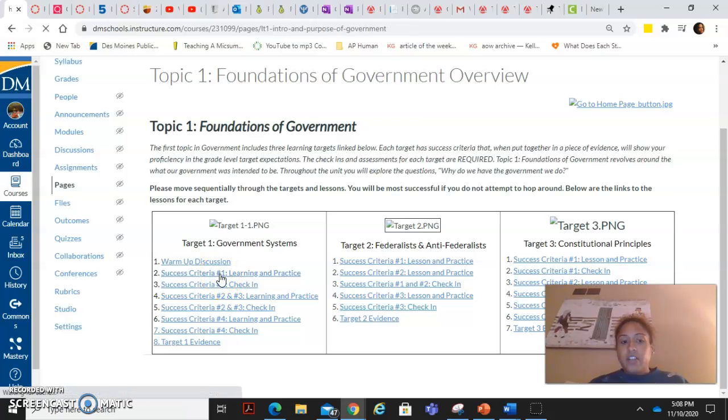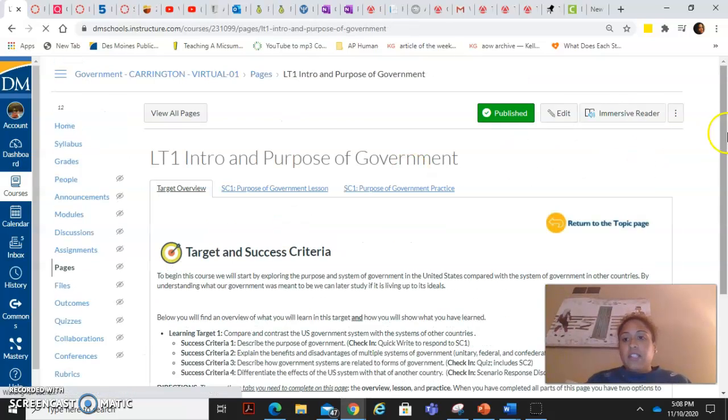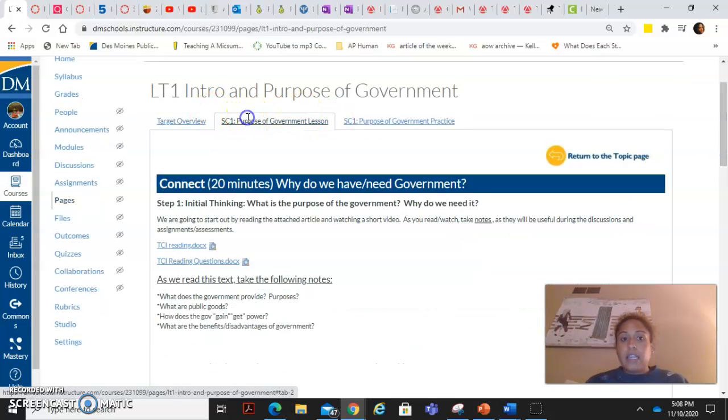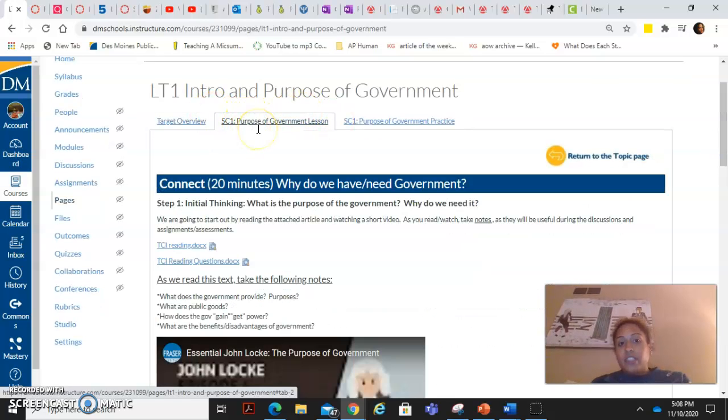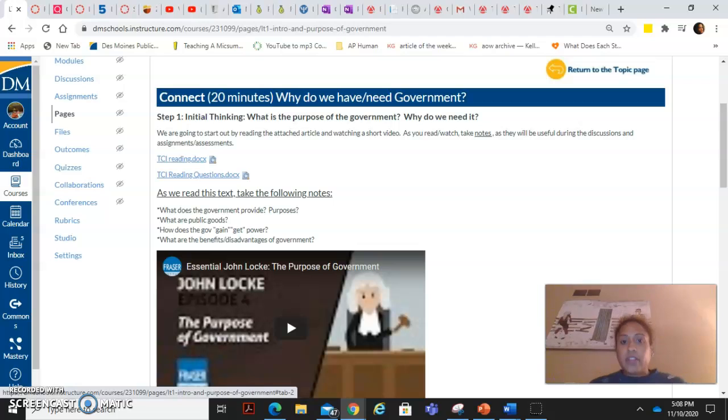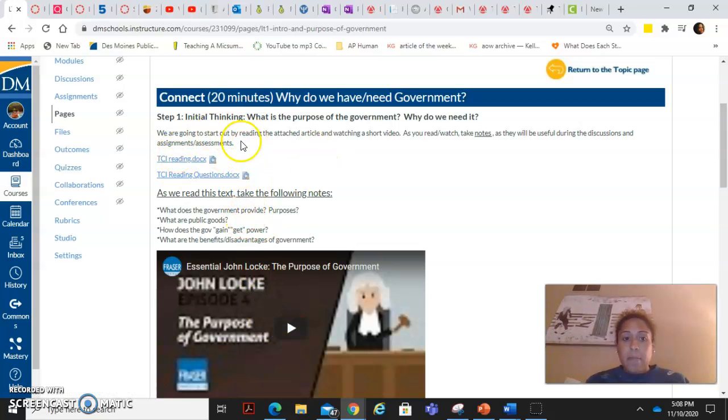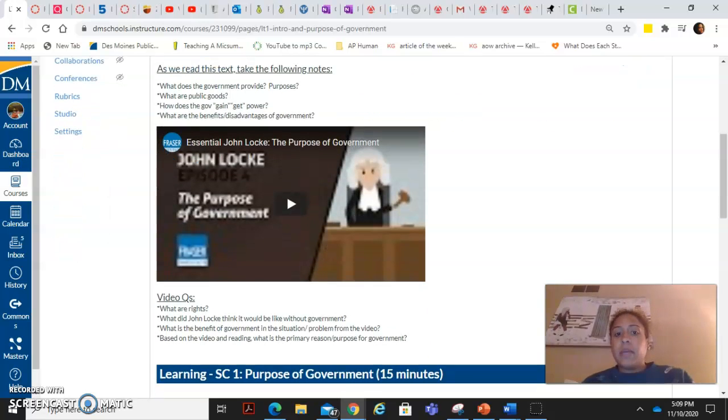So you're going to go ahead and just click on Success Criteria 1. This takes you to our first lesson. And of course, it says right here, purpose of government, so you know that you're in the right place, okay? This is what it looks like. As you can see, it has the blue heading, so that means that we are going to work through this top part together. We're just going to read it together. You guys are going to answer the questions. We might answer the questions together, just kind of discuss that process, that information. And then you guys are going to continue down through the lesson plan.